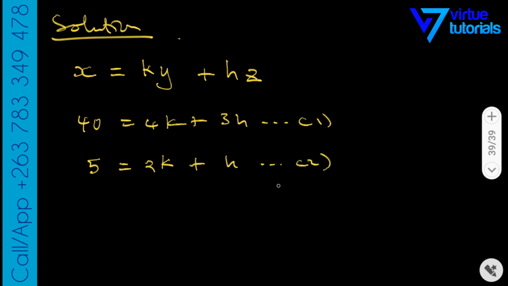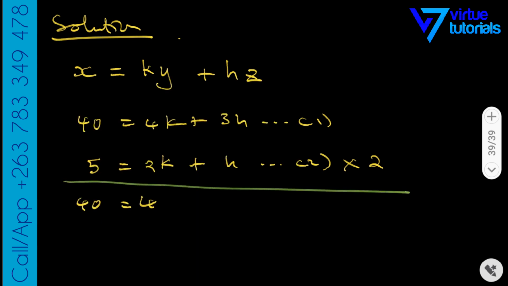So to solve these ones here, what I'm going to do is I want to eliminate k. I have a 4 there and I have a 2 there. So I want a 4 there as well. So I'll multiply the equation 2 by 2, right? My resulting equations, the first one will still be 40 is equal to 4k plus 3h. That's still my equation 1. Multiply the whole second equation by 2.